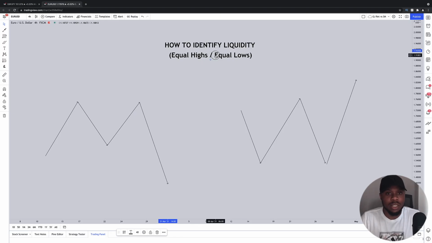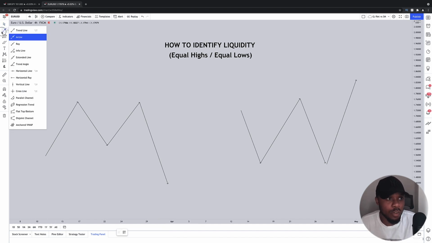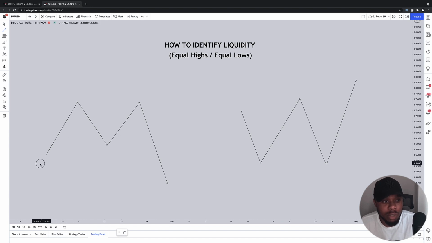Now I'm going to show you another example of where the money is. Okay, so here's another example of liquidity again. So this time we have equal highs and equal lows. First of all, equal highs are just when price returns back to the same or roughly the same kind of area more than once. If it comes back 2 times, it's equal highs. If it comes back 3 times, it's triple highs.